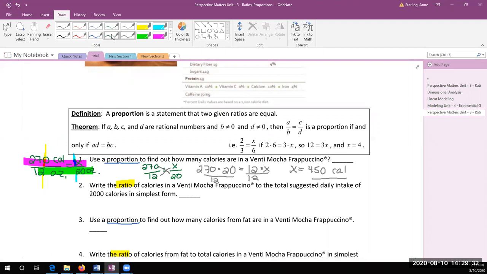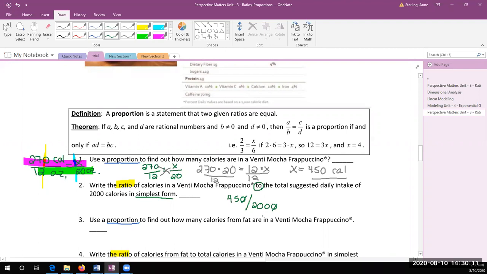Then for my second one, ratio means it's just going to be a simplified fraction. Okay. So I want the calories in a venti mocha frappuccino, which were 450, to the total intake of 2,000. So 2 tells me where that fraction bar is. So I'm looking for 450 divided by 2,000. And at this point, we're just going to reduce it down however you want.